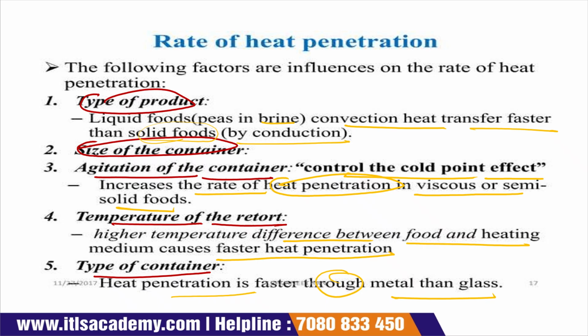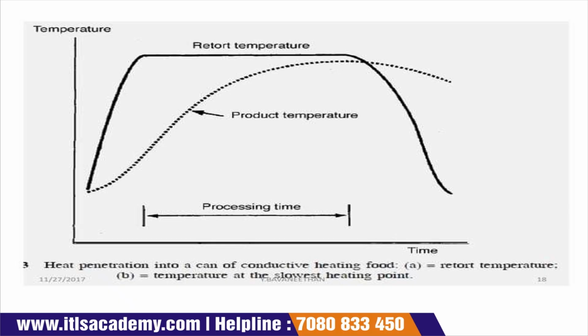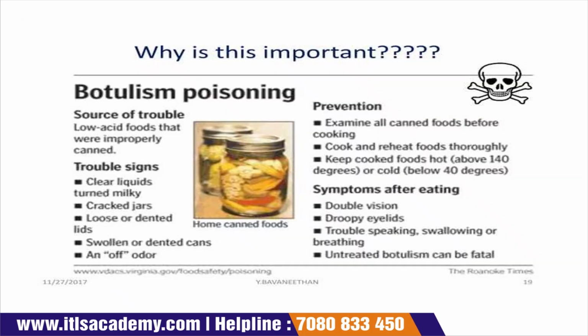If a container is made of metal, then heat penetration is fast compared to containers made of glass. So this is a graph of heat penetration into a can containing the heated food product, showing the retort temperature and the temperature at the slowest heating point.